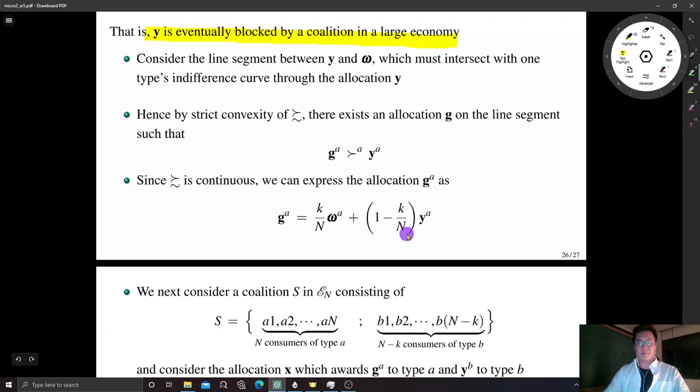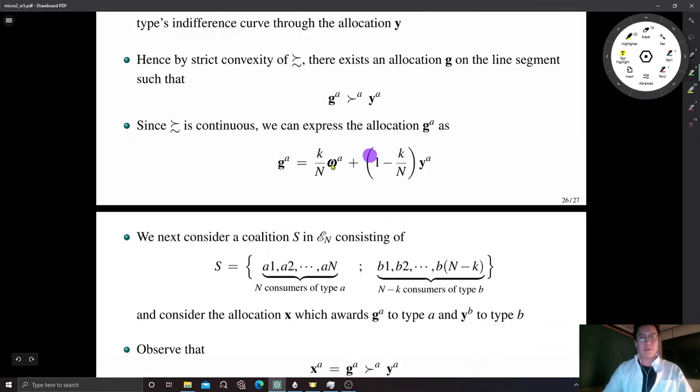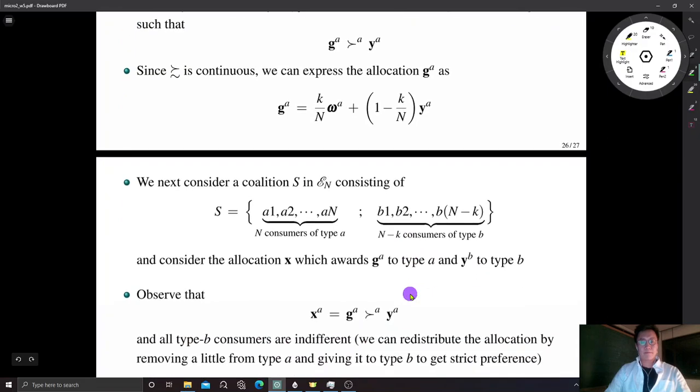All right. If you understand this, then the remaining step is a piece of cake. So now we consider a coalition S in this economy. Given this n, we consider the coalition S in which all consumers of type A are involved, and n minus k consumers of type B are also involved. So the coalition S will consist of 2n minus k consumers. All right, and in this coalition, we are going to consider an allocation x that awards GA to type A and awards allocation YB to type B.